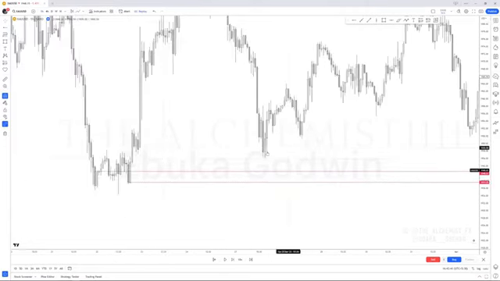Why is this H1 support? You might wonder, why didn't we use this? We don't have to use this, right? Because we always choose zones, first of all, from the higher time frame. This is where the daily zone was. And then we do a little refinement of it into the H1 zone.